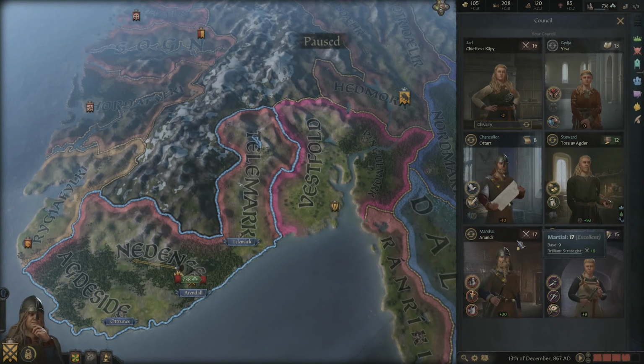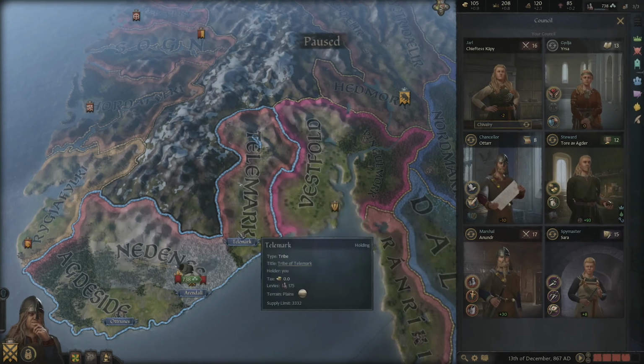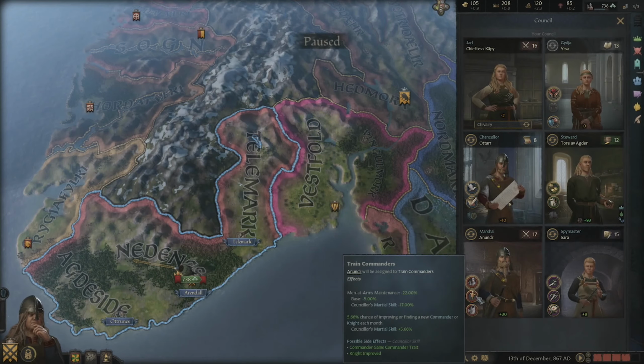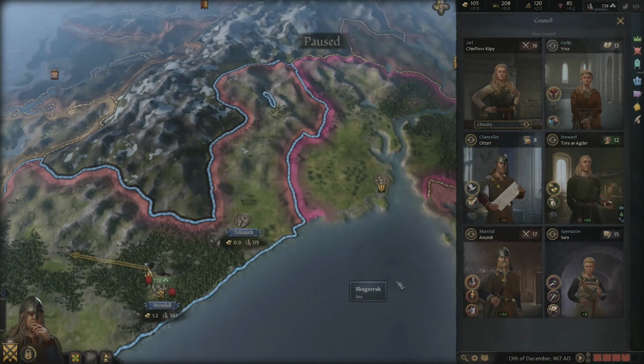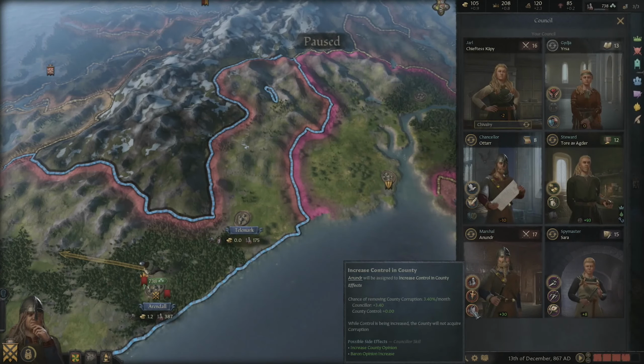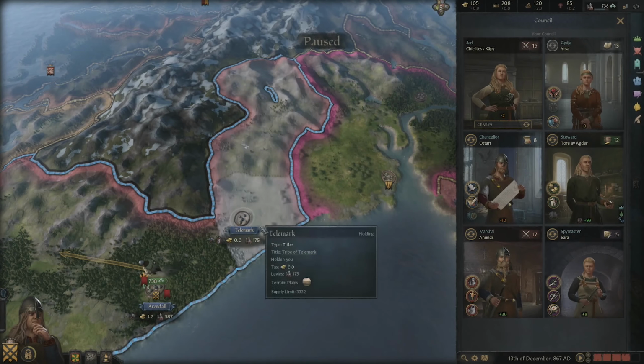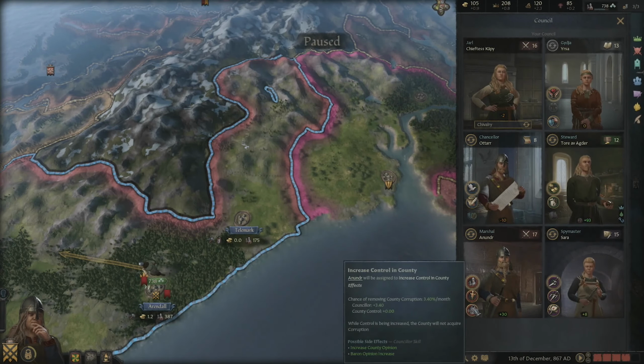Now, based on his score, he will be better at doing these jobs. So what we can do is send him, and you know, he probably goes with a few men or whatever out to Telemark to increase control in that particular county. You'll see there's a chance of removing corruption, which doesn't mean anything to us currently. We don't have corruption, but it will also increase control in the county. You'll see it says county control plus 0.00. I don't know why that is. Over time, it will increase.